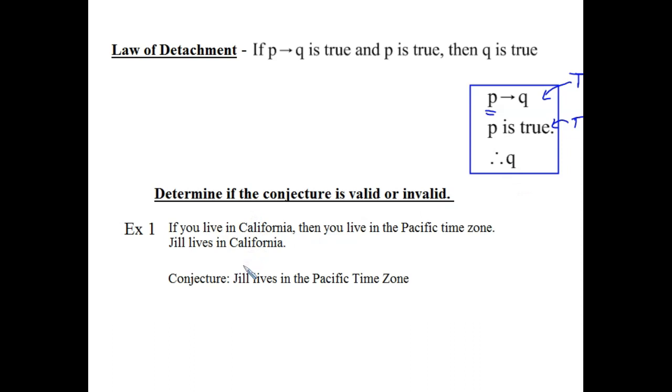It says determine if the conjecture is valid or invalid. So we have the if-then statement: if you live in California, then you live in the Pacific time zone. Then we know that Jill lives in California. So we started with a true if-then statement, and then we have a fact that we know to be true. Jill lives in California. And then we can make the conjecture using our if-then statement because we have met the hypothesis. We have someone that lives in California. Therefore, we can make the conclusion or conjecture that Jill lives in the Pacific time zone. And so we can conclude that that conjecture is valid.